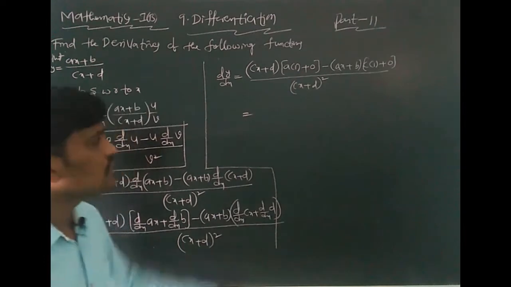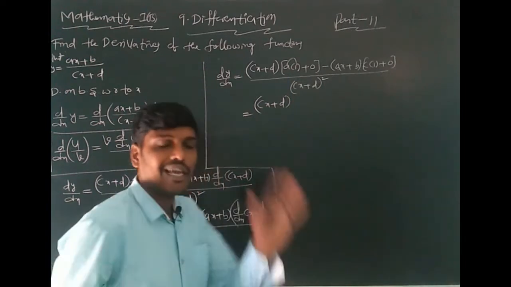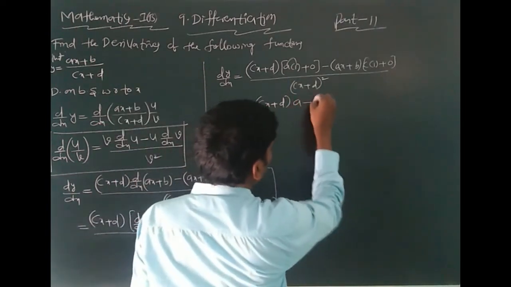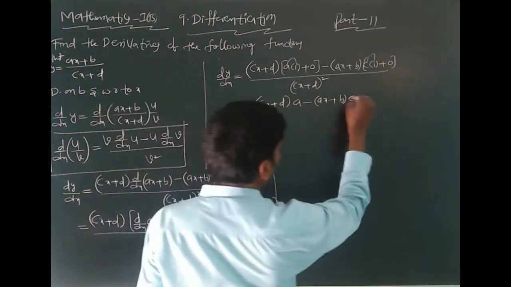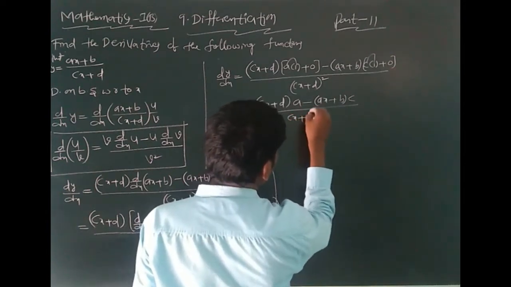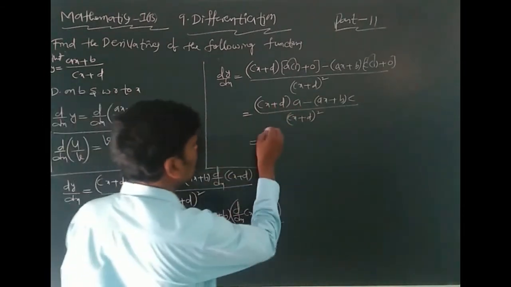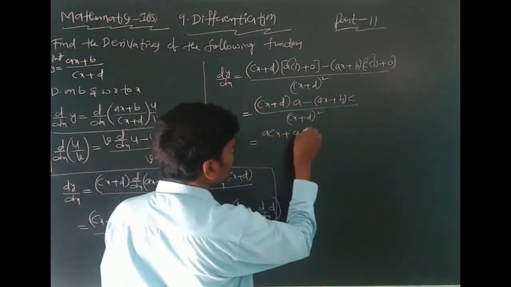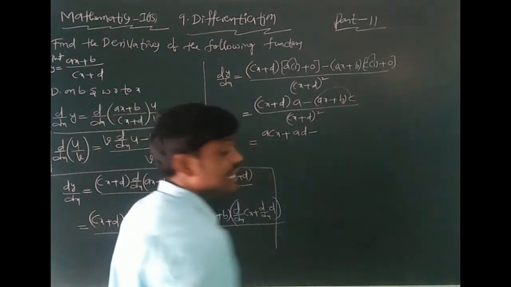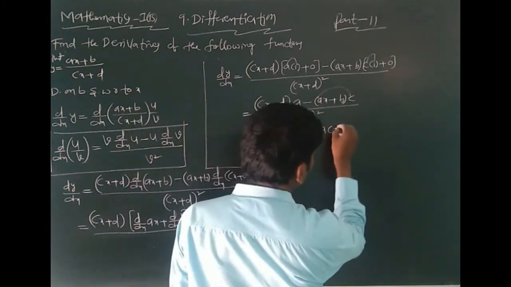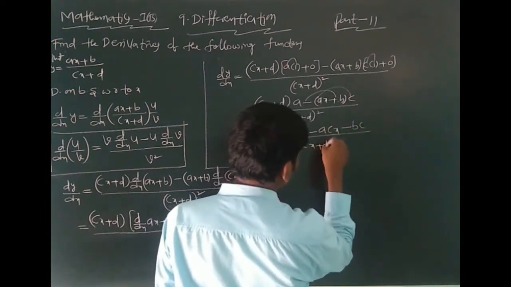After that, you can write (cx + d) into (a into 1, a plus 0), you get a, minus (ax + b) into (c into 1, c plus 0), you can write c, whole by (cx + d) whole square. After that, a into cx is acx, plus a into d, you can write ad, minus ax into c, you can write minus acx, minus b into c, bc, all by (cx + d) all square.